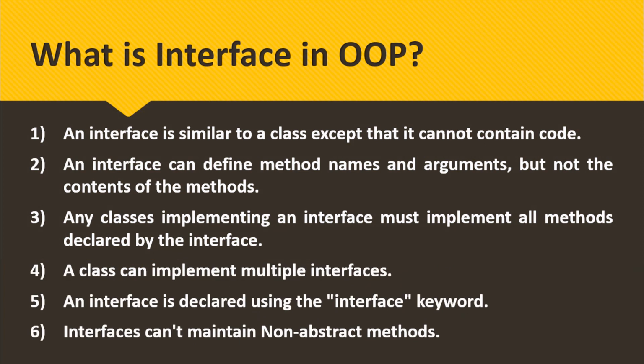An interface is similar to a class except that it cannot contain code. It means we can declare only abstract methods inside the interface. An interface can define method names and arguments but not the contents of the methods. Any classes implementing an interface must implement all methods declared by the interface. A class can implement multiple interfaces. An interface is declared using the interface keyword. Interfaces cannot maintain non-abstract methods.